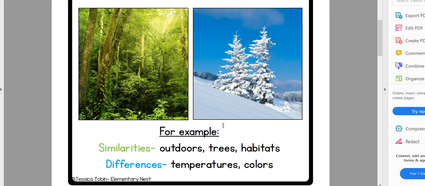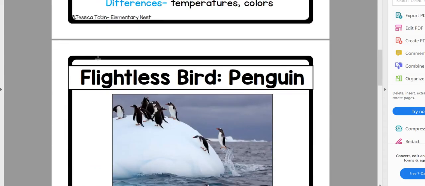So some similarities are that they're both outdoors, they both have trees, and they both are habitats for different plants and animals. The differences are the temperatures and the colors in each picture. One is cold and one is hot, and in one you see more green and in one you see more white.